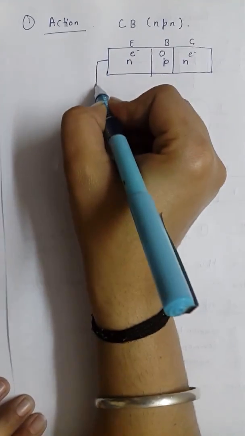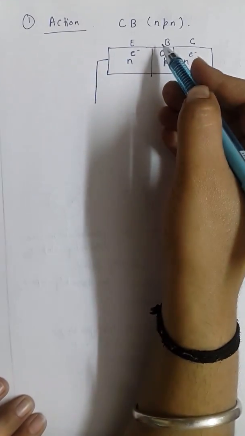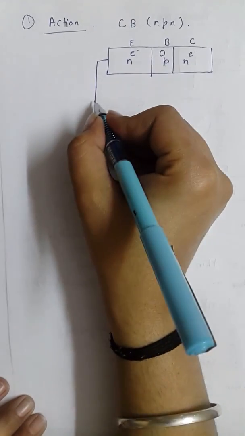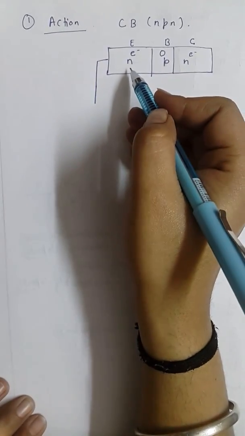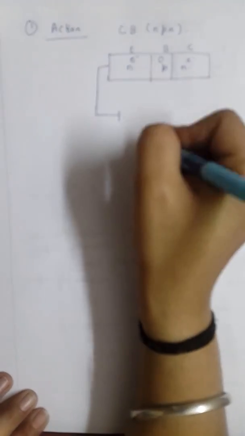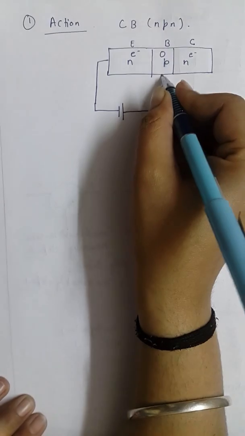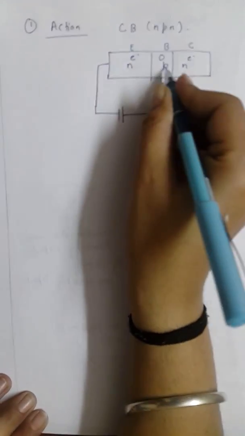So let's now make one of the junctions forward biased. This emitter-base junction needs to be forward biased. For forward biasing, what do we do? We'll connect the N to the negative of the battery, and this base, which is P, to the positive of the battery, so that this junction, this region, will become forward biased.